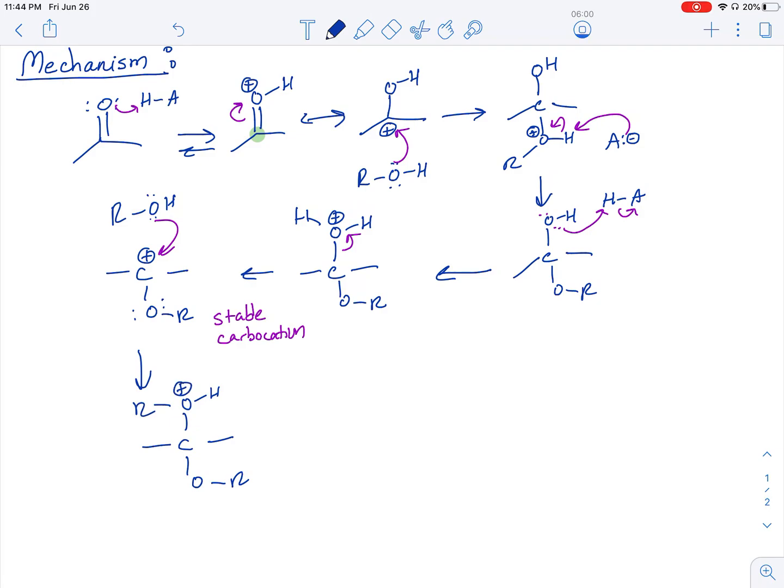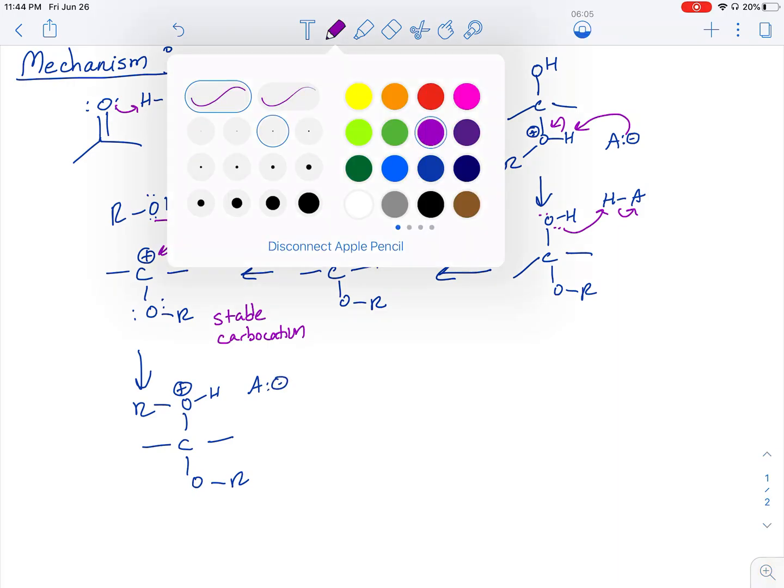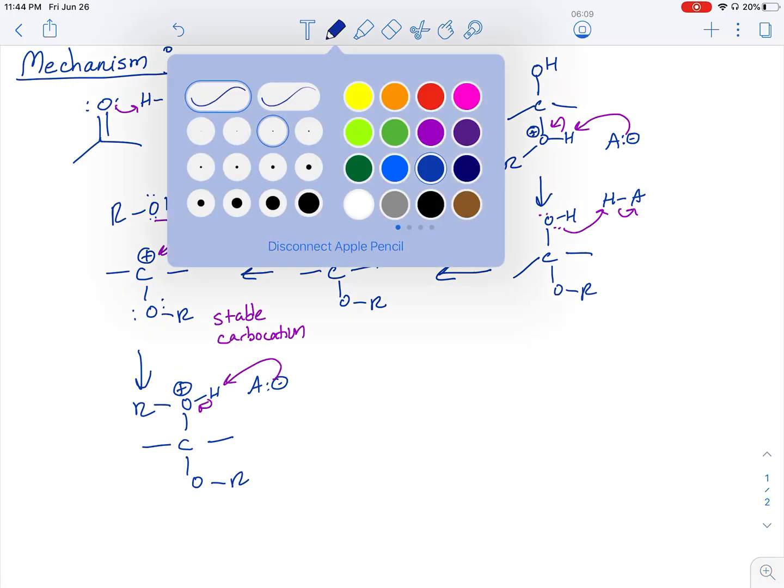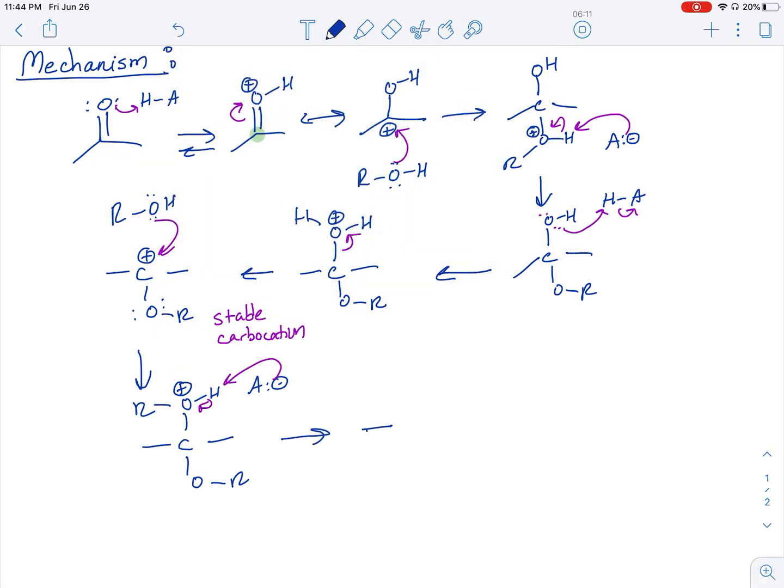And then our final step here, one more time, the conjugate base will come and deprotonate to get us back and form our ketal. Right, so this is our ketal. So this is the mechanism of this reaction.